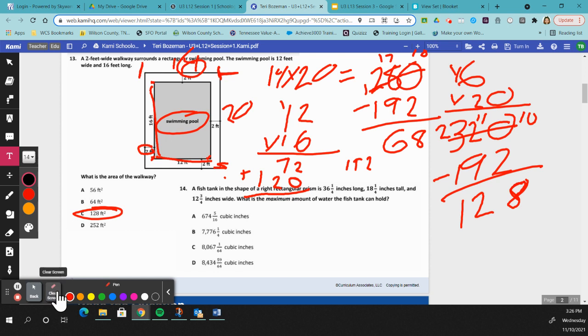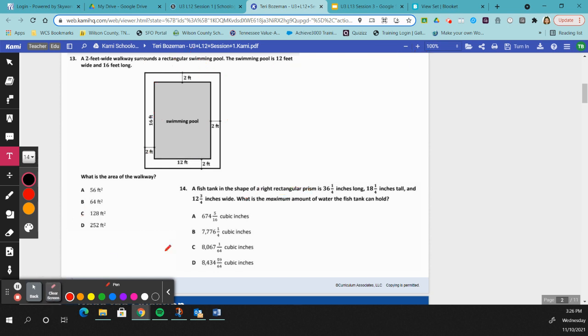Let's take a look at number 14. We have a fish tank in the shape of a right rectangular prism. And then it gives us our measurements here. What is the maximum amount of water the fish tank can hold? So when we want to know the amount that a three-dimensional object can contain, we're talking about volume. So volume equals length times width times height.